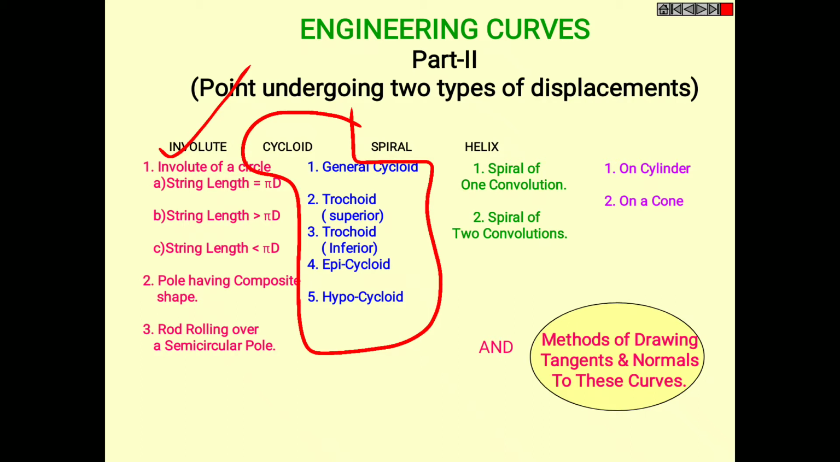in the engineering curves. See, in cycloid, we have again five methods in it. First one is general cycloid, second one is trochoid, nothing but superior cycloid, third one is also trochoid, that is inferior cycloid, fourth one epicycloid, and fifth one is hypocycloid. So we will see all these one by one.